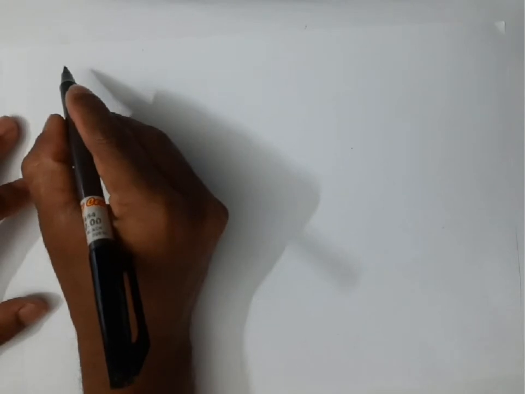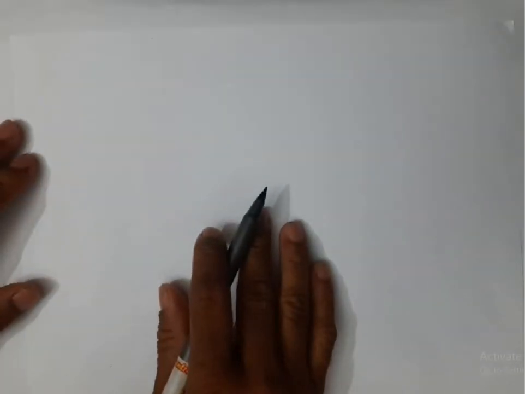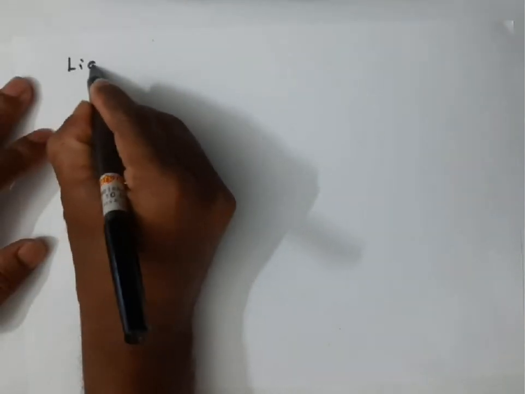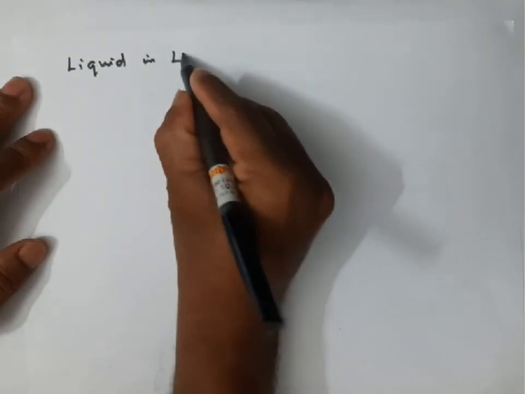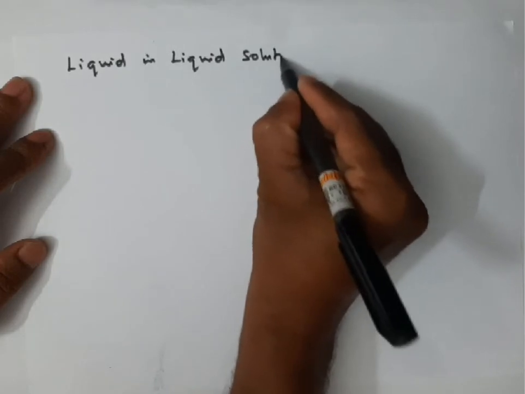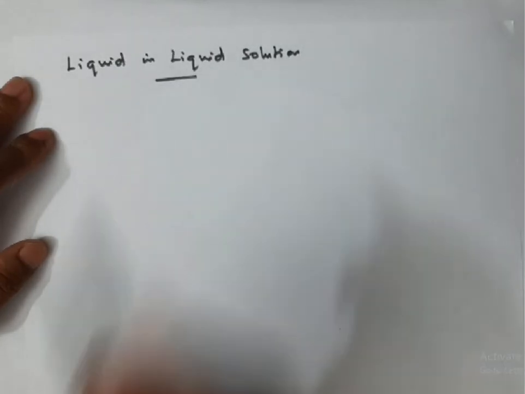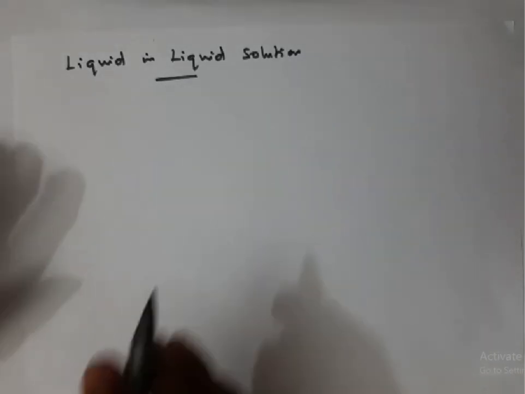Right? So in the last class we discussed liquid solution containing two liquids, that is liquid in liquid solution, which means your solute is liquid, the solvent also liquid, that's the meaning, right?